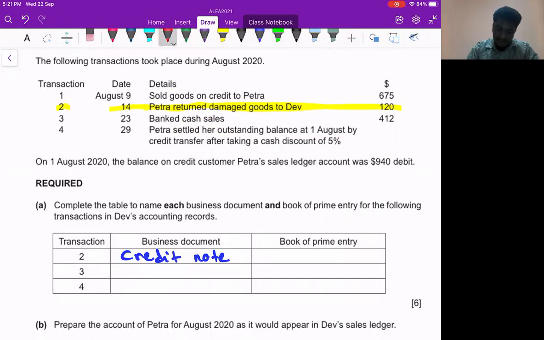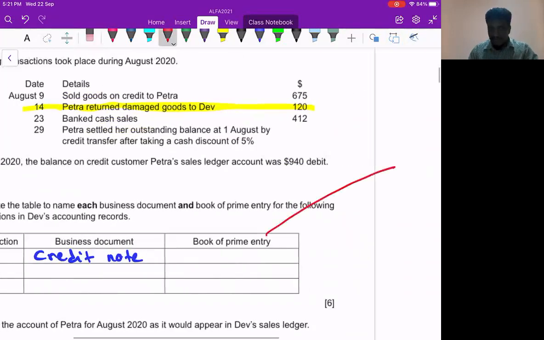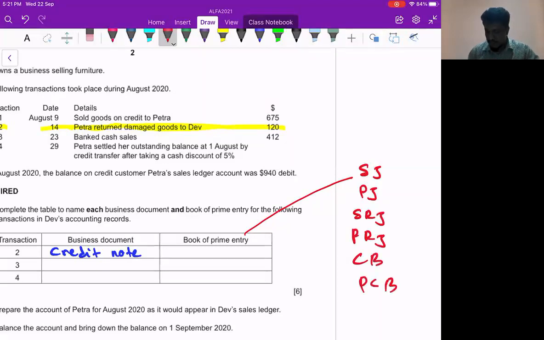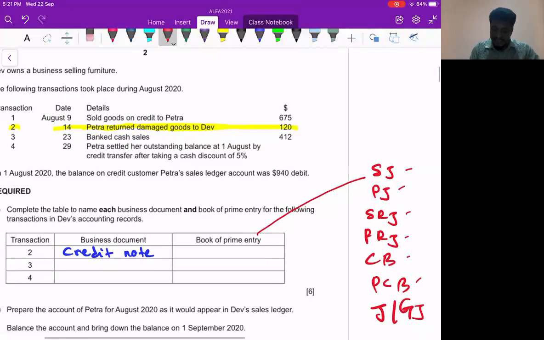How many books of prime entry do we have? We have the sales journal, purchases journal, sales returns journal, purchases returns journal, cash book, and petty cash book: 1, 2, 3, 4, 5, 6. Another one is the journal, or some people call it the general journal. Okay, a credit note will be in which book? It's either sales returns or purchases returns.